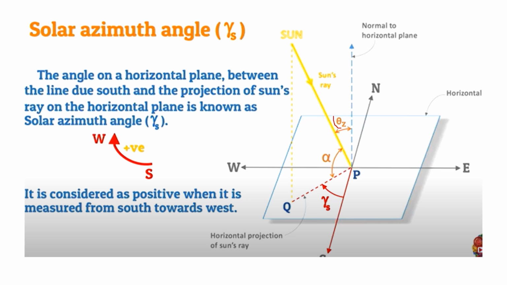Sorry, again, the azimuth angle is represented by gamma s here. This is your azimuth angle, and your zenith angle is theta z. Okay, and this alpha is your inclination angle. So, all in one picture, we are placing the azimuth angle here. This is the azimuth angle.